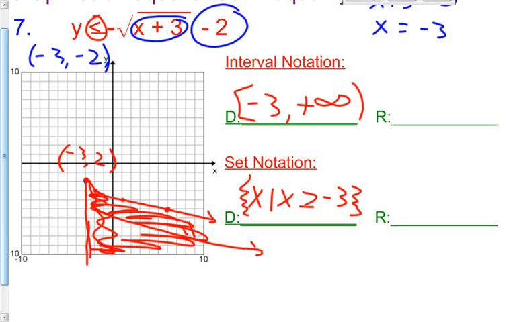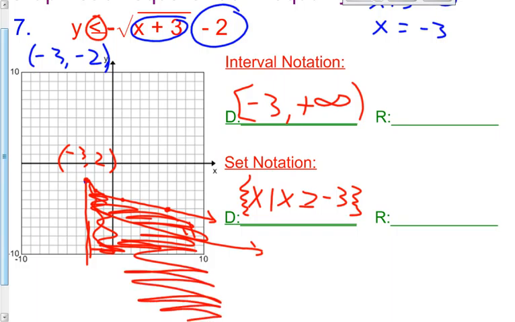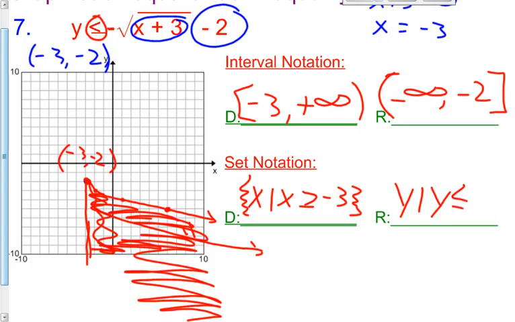Your y, your shading starts at negative infinity. This goes infinitely down. So it goes from negative infinity, and then where does it stop? It stops at negative 2 right here. Your y value of negative 2. So it would be y such that y is less than or equal to negative 2. So that's what we have when we graph those inequalities.